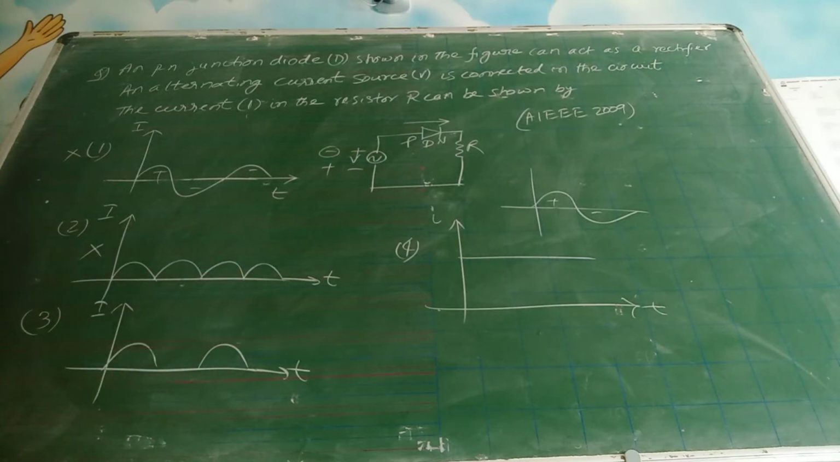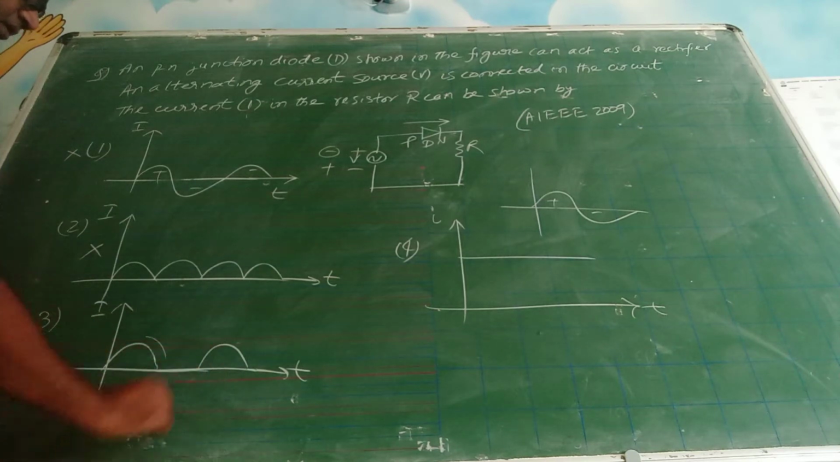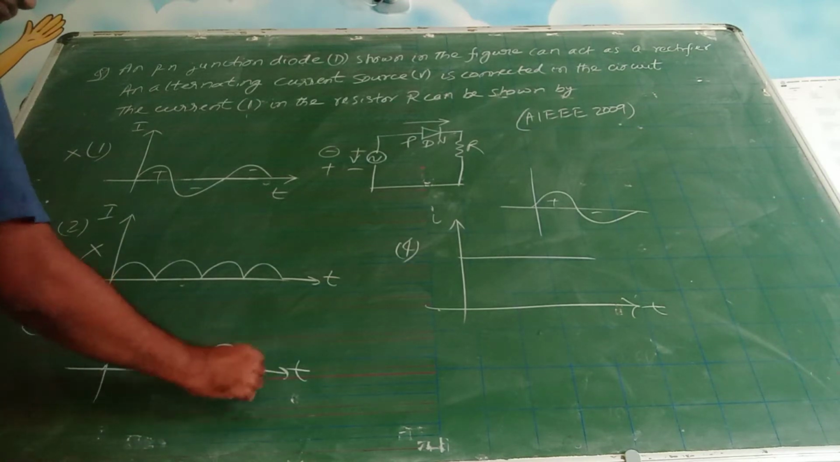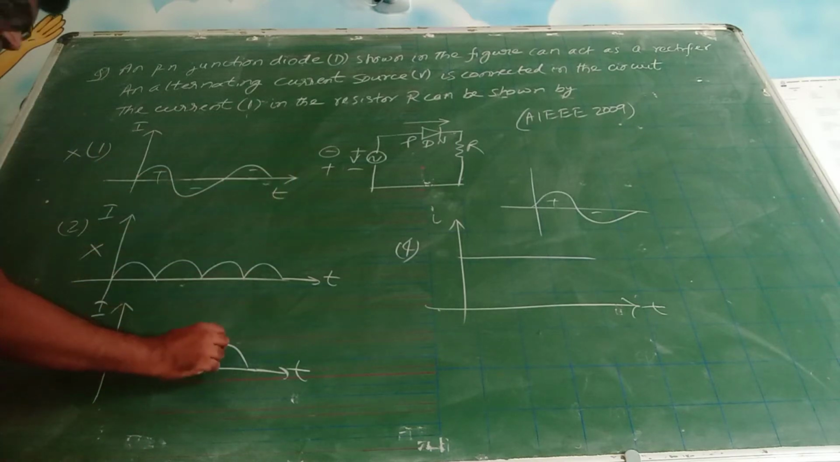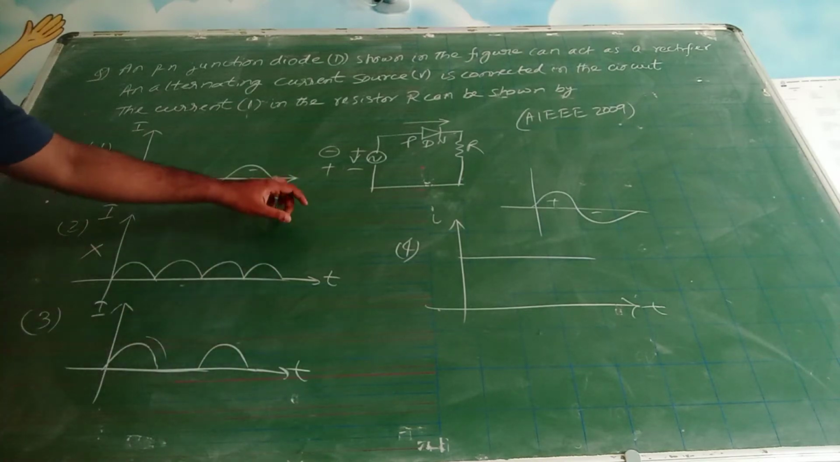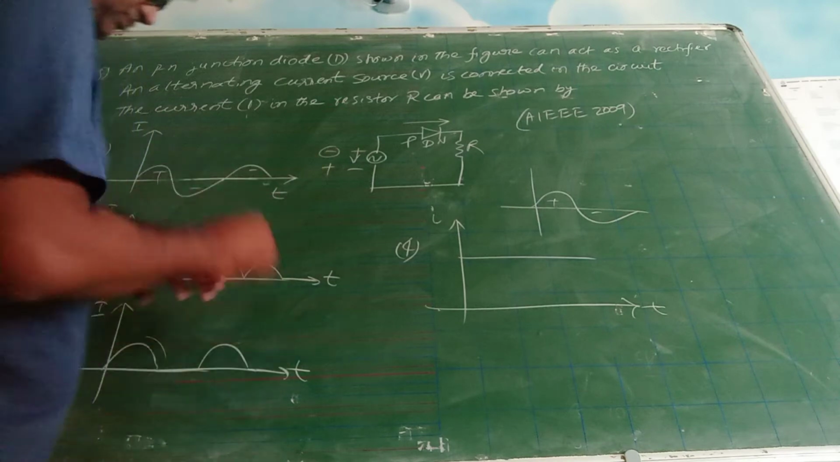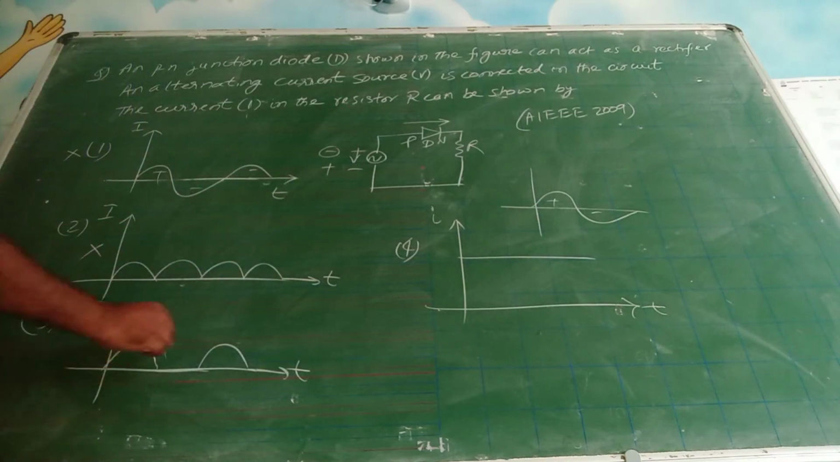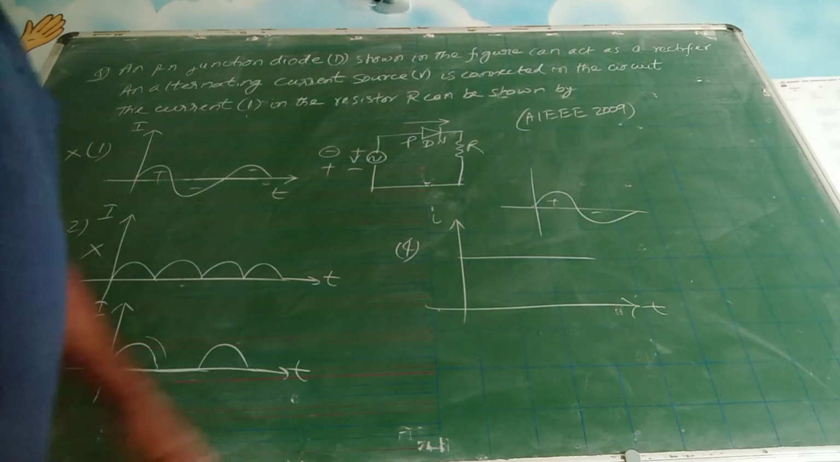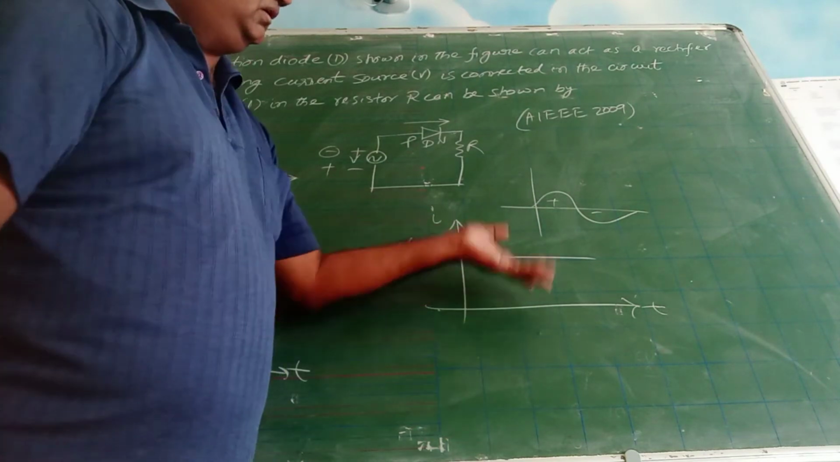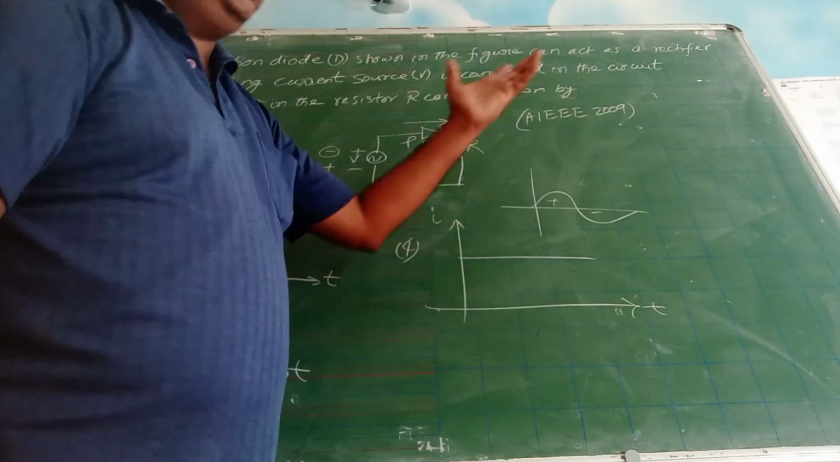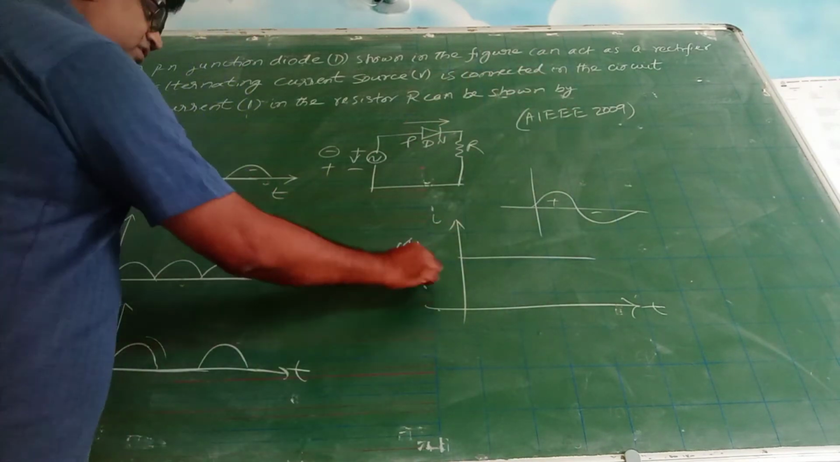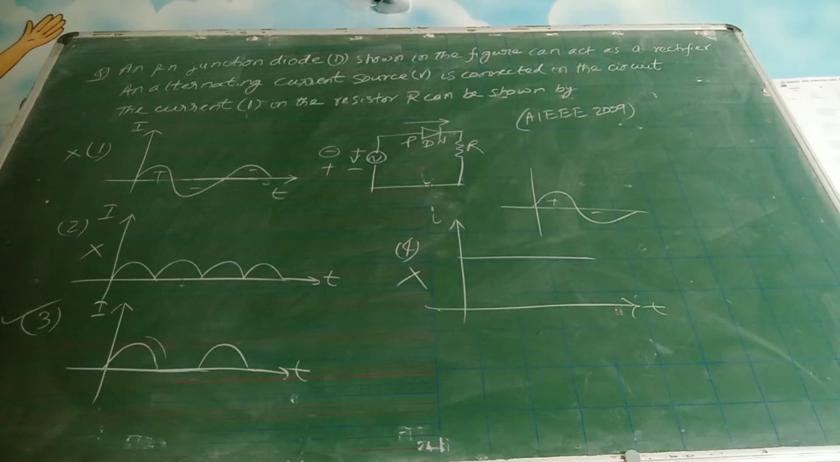Look at the third one. You see in the first half it is there, in the second half no current. Again when it becomes positive there is current, and again when it becomes negative there is none. So this is the right option. This is a half wave rectifier. This is the right answer. Look at this graph. It is showing that no matter what you do, the current is always constant, which is not correct. So option 3 is the right answer.